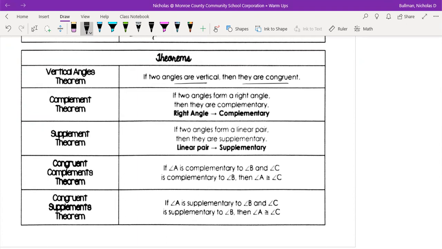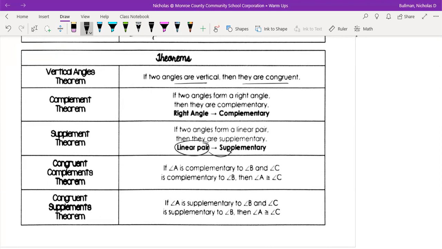Our complement theorem. If two angles form a right angle, then I know they're complementary. That's our complement theorem. And then our supplement theorem, if I know they form a linear pair, then I can say they're supplementary. This is where we have to go step by step in proofs. Normally we just say, oh, they're a linear pair, they add to 180. But there's a step in between that we skip when we say that. We technically need to say they're a linear pair, so they're supplementary, which means they add to 180. We have to go step by step through that process. So we have to use our supplement theorem there.